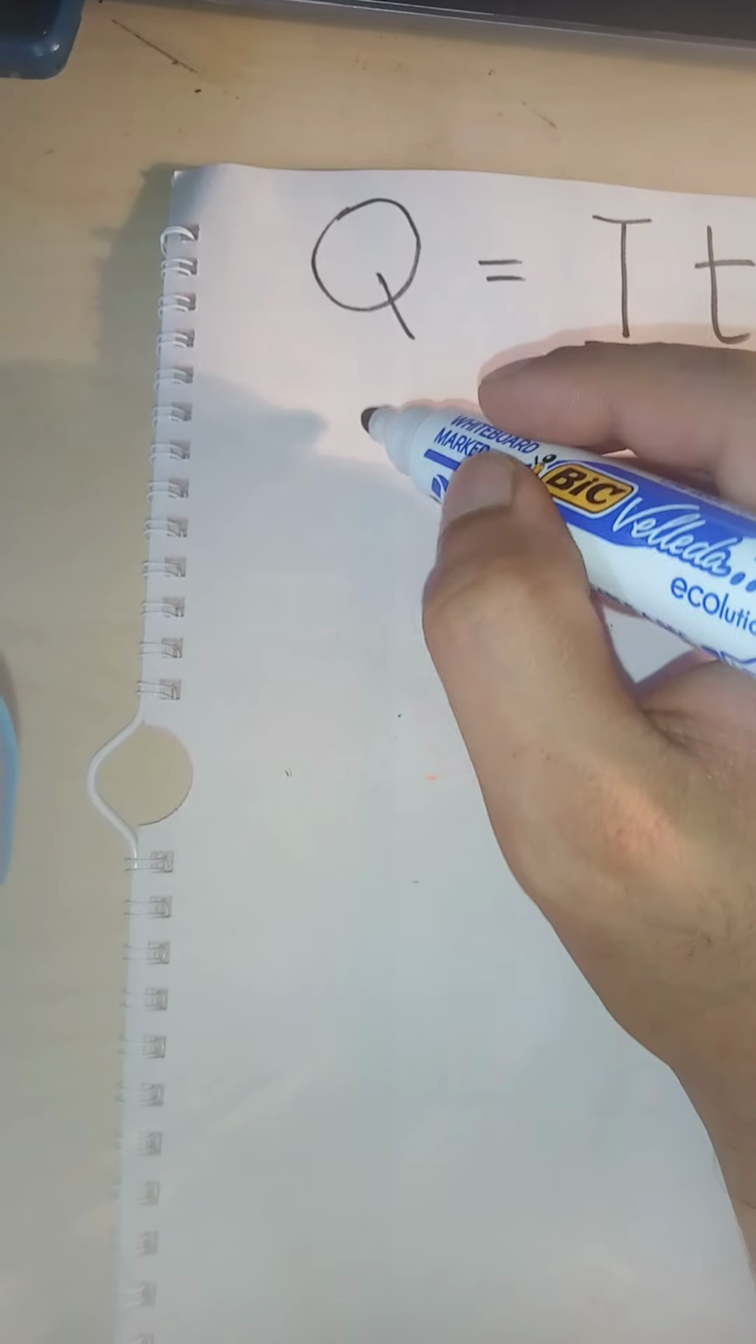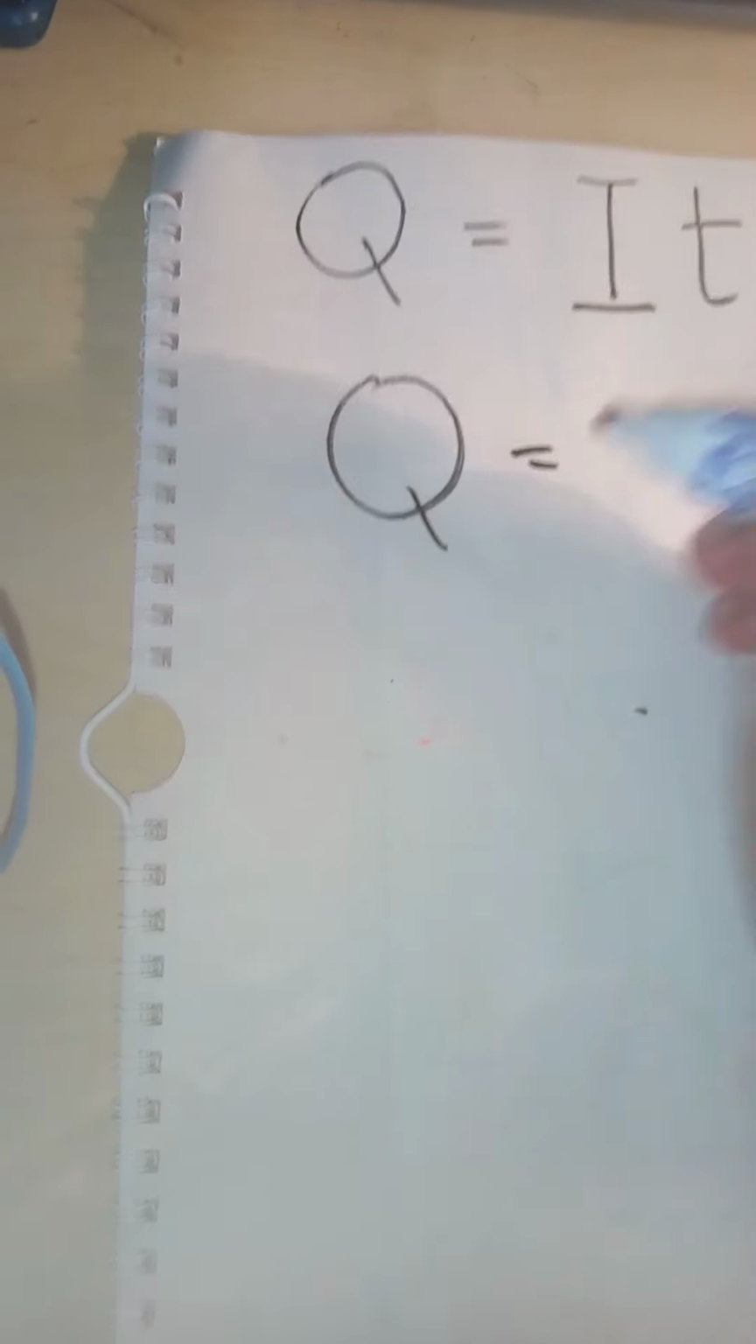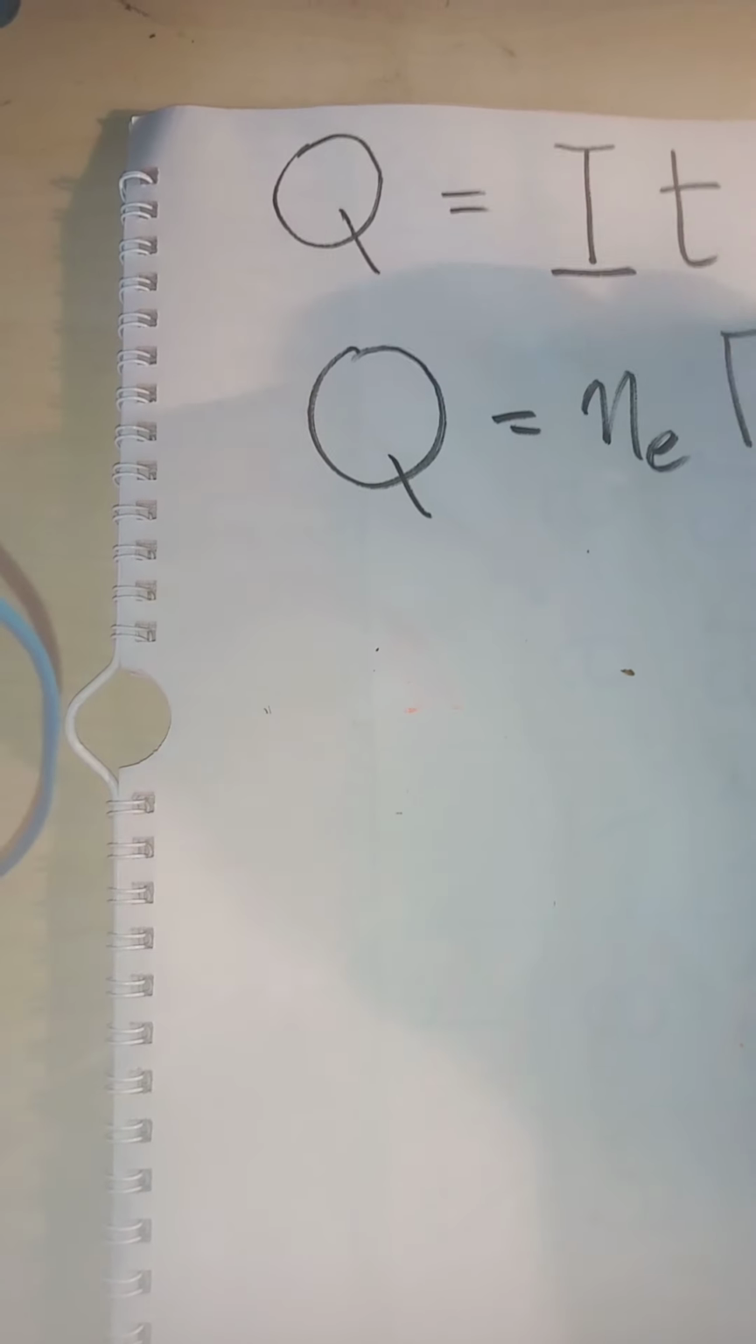Charge equals the product of current and time. Charge equals the number of moles of electrons times the Faraday constant.